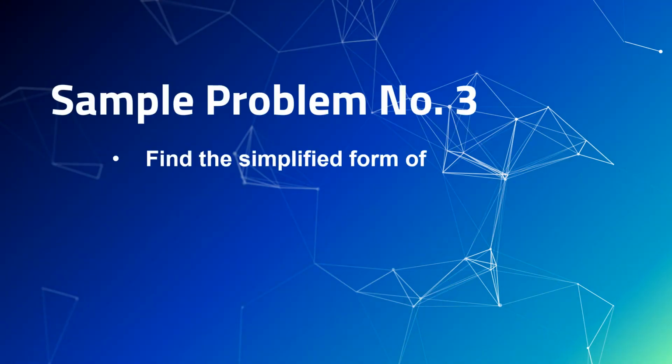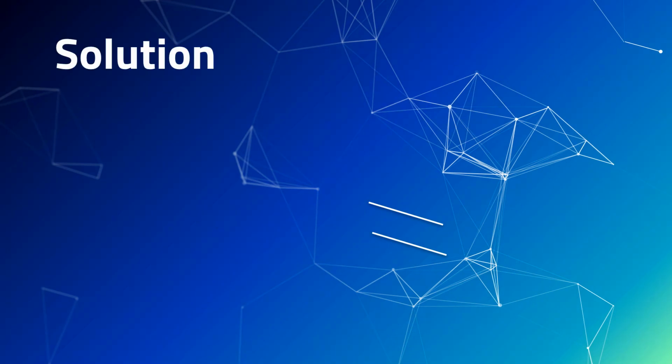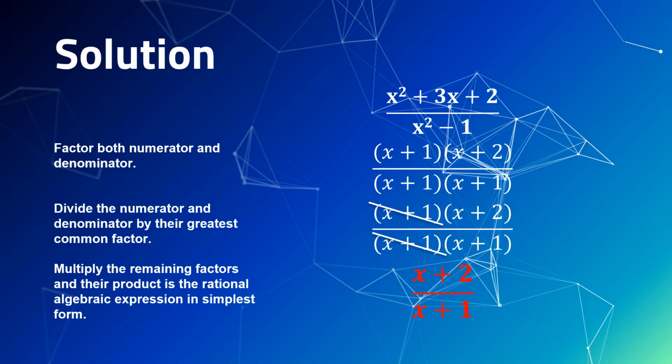Our next example, find the simplified form of (x squared plus 3x plus 2) all over (x squared minus 1). Okay, so here is the solution. We have the given x squared plus 3x plus 2 all over x squared minus 1. Again, find the factored form of the numerator and denominator. The factored form of x squared plus 3x plus 2 is (x plus 1) times the quantity (x plus 2), all over the factored form of x squared minus 1, which is (x plus 1) times the quantity (x plus 1).